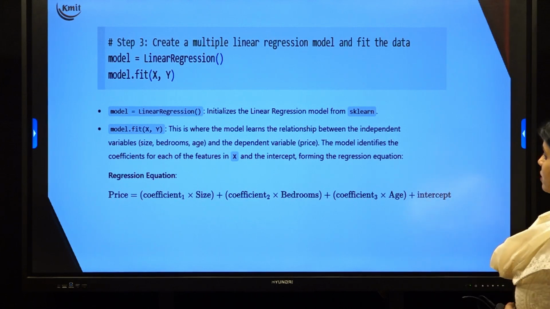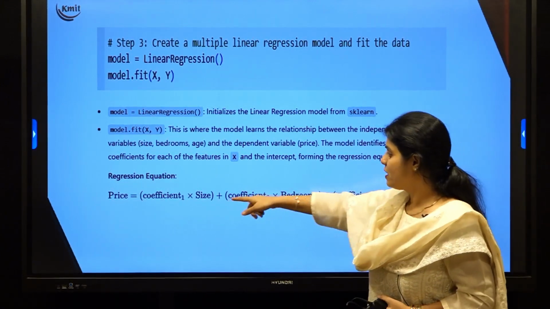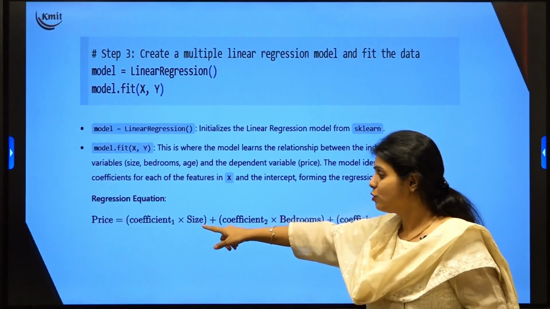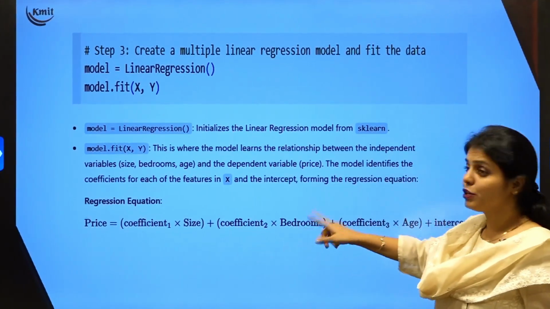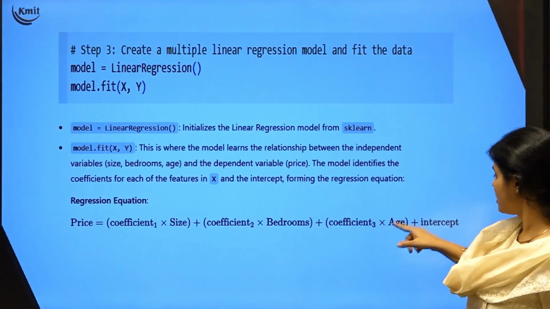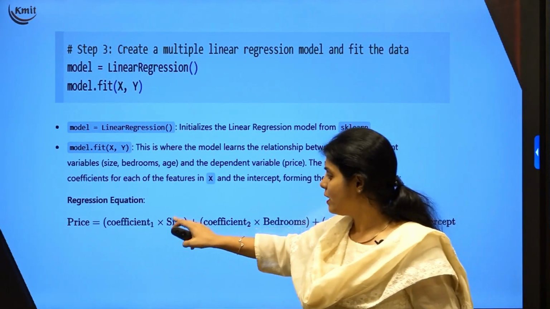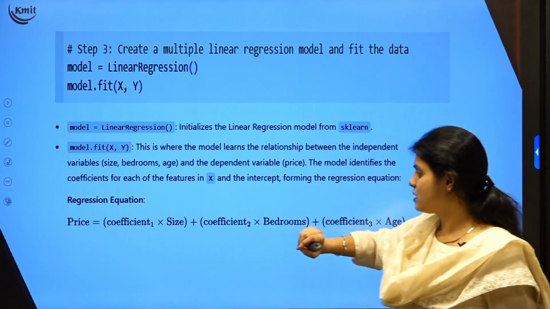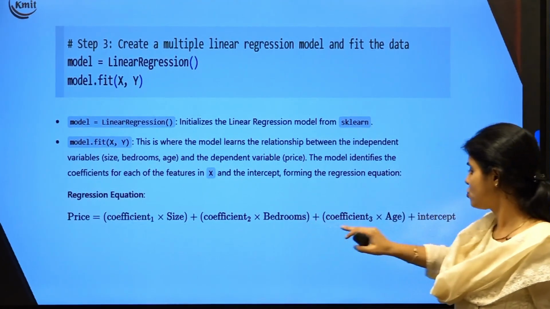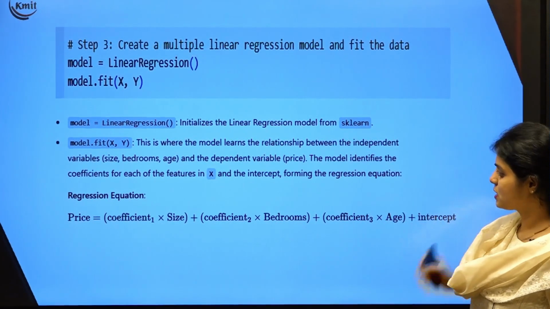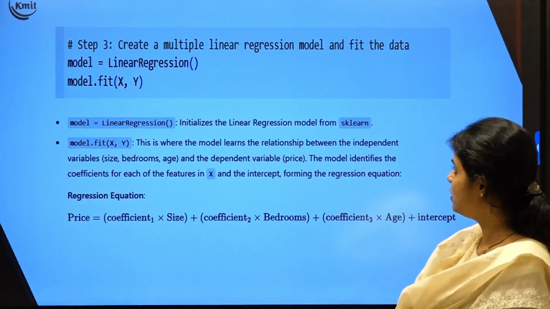When you talk about the regression equation here, we have coefficient 1 into size of the house, coefficient 2 into number of bedrooms, plus coefficient 3 into age, plus the intercept. That is beta 1 into the size x1, beta 2 into x2, beta 3 into x3, plus beta naught. So this would be the expression.